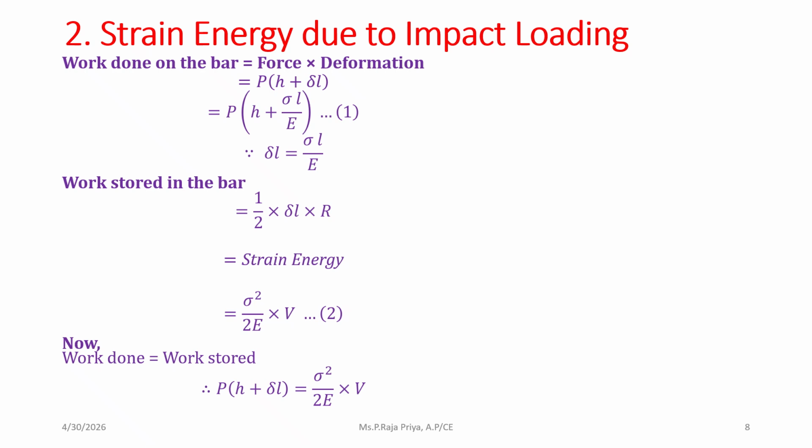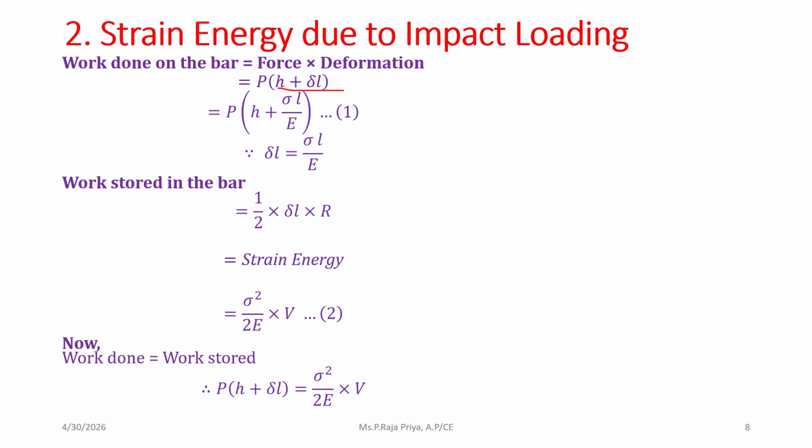As we already know, work done will be equal to force into deformation. In case of the previous thing, we have written P into delta L. But here, the load is dropped from a height h, so the deformation will be h plus delta L. Okay, so what is this delta L?